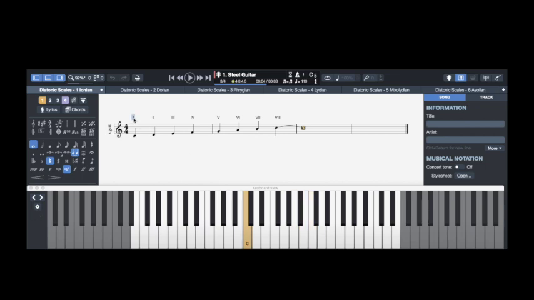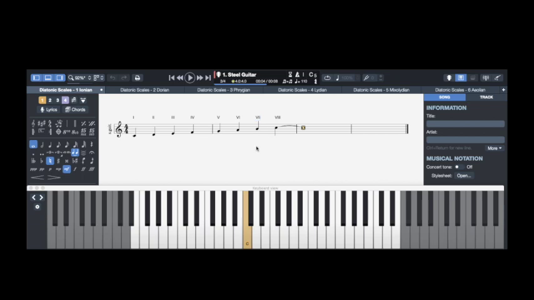So this code in itself tells us that this is a major scale, and it means that this second is a major second, it's a major third, it's a perfect fourth, it's a perfect fifth, it's a major sixth, and it's a major seventh. So it's easy to memorize the major scale. It's just perfect and major in intervals.